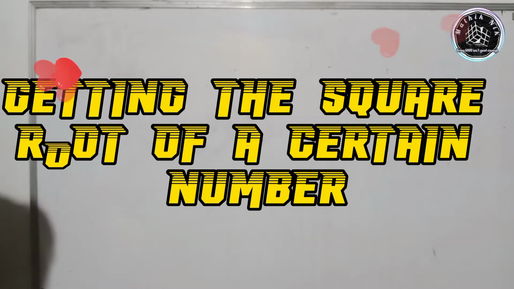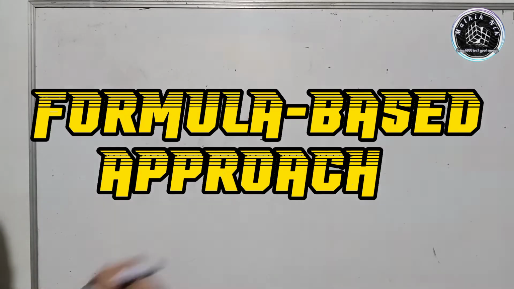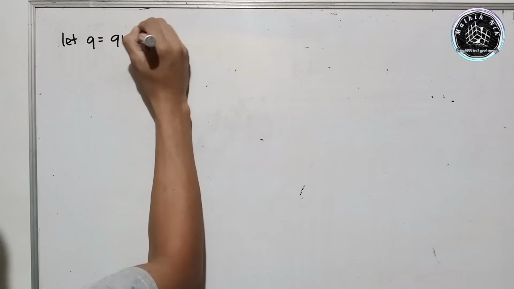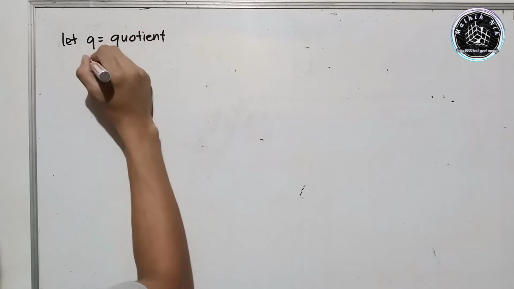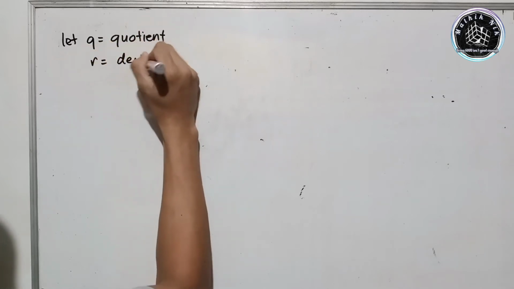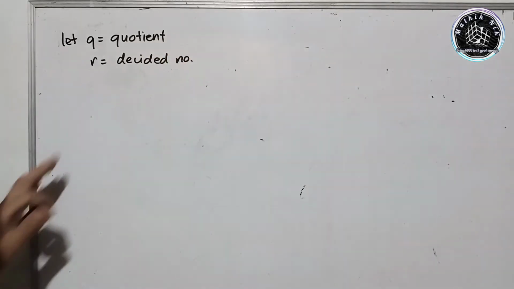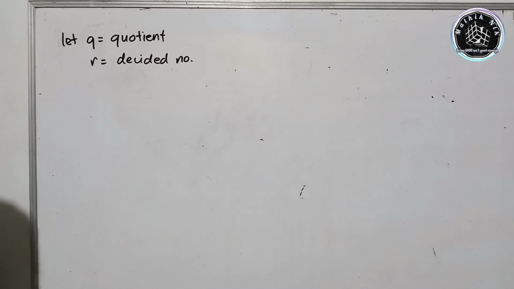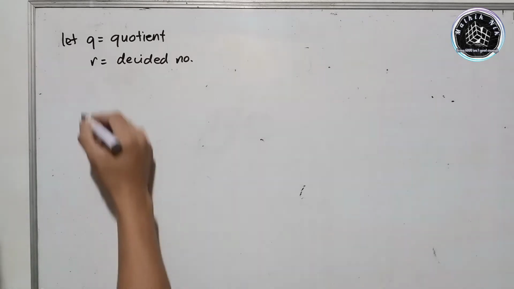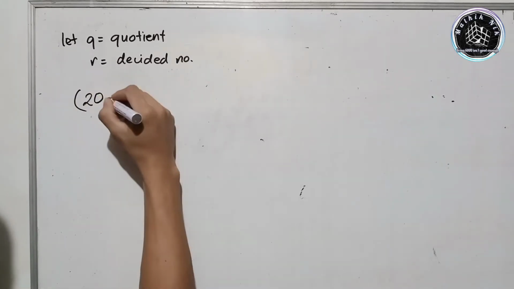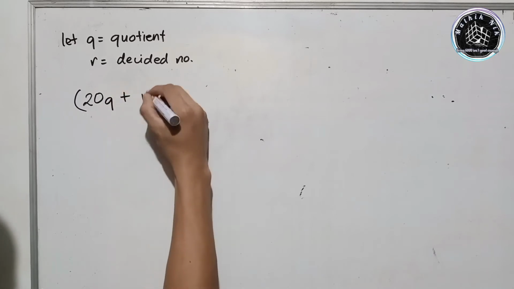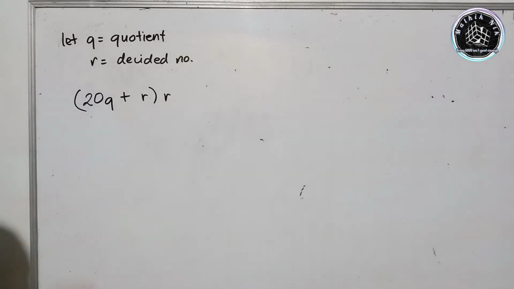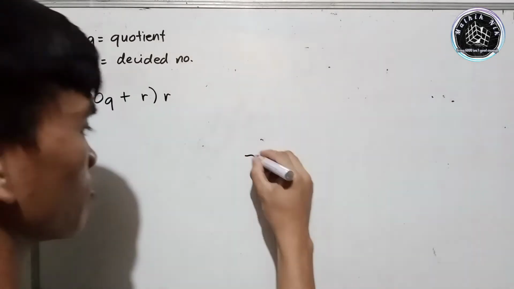In getting the square root of a certain number, the formula-based approach goes like this. We let the variable q be the quotient and let r be the decided number. You can let any variable, for you to easily understand it. I let these be my variables. So the formula goes like this: (20q + r) times r. This is the formula.